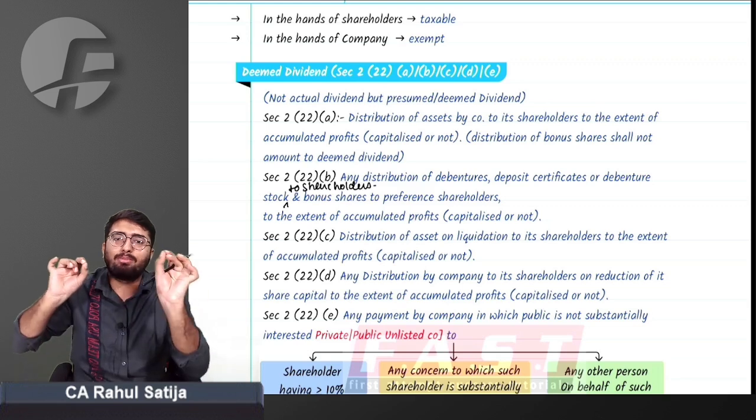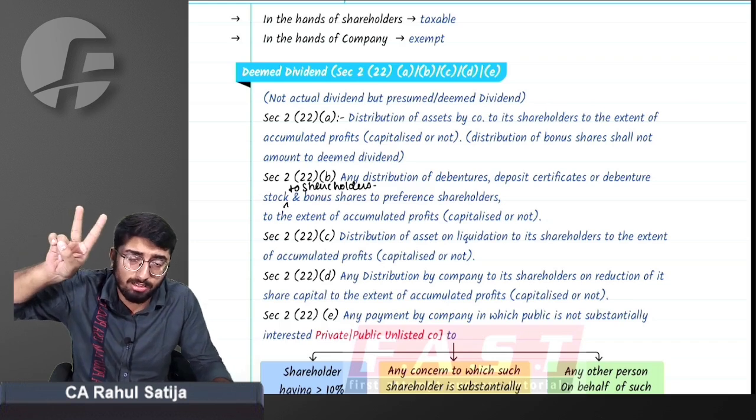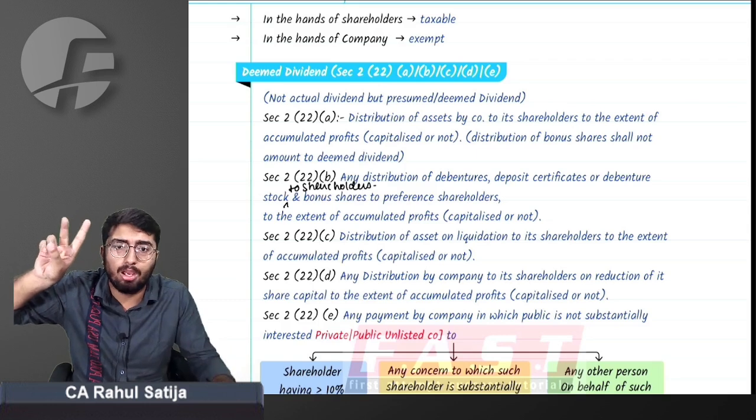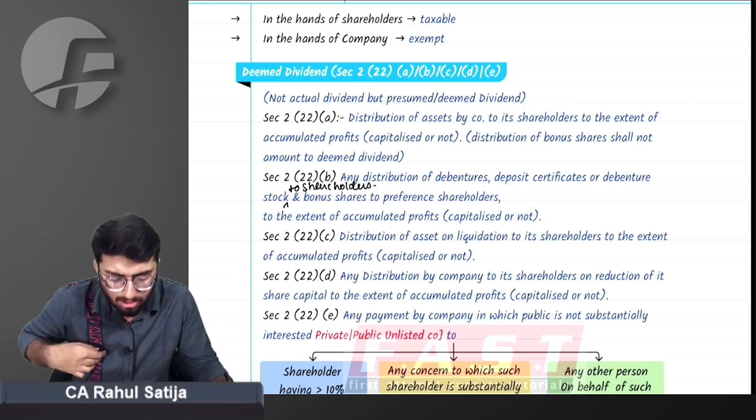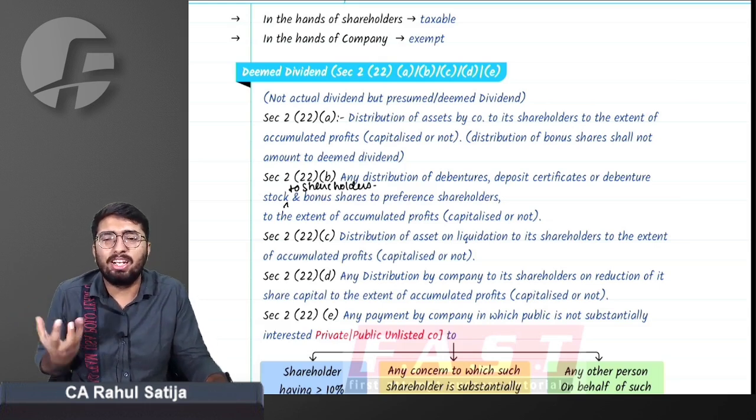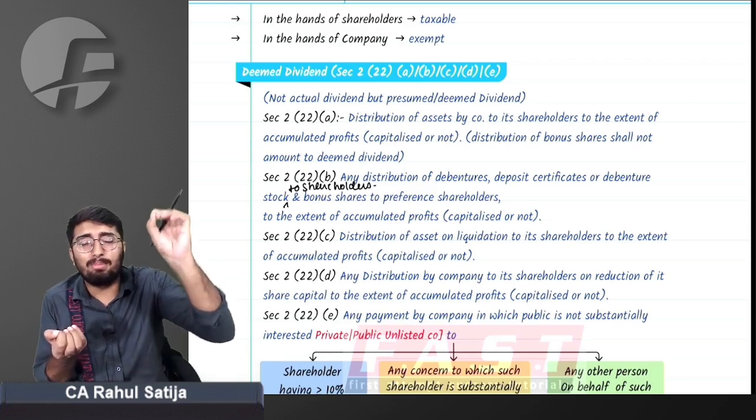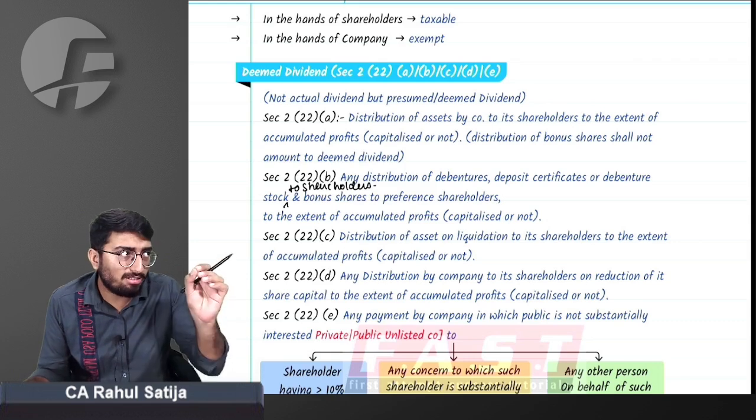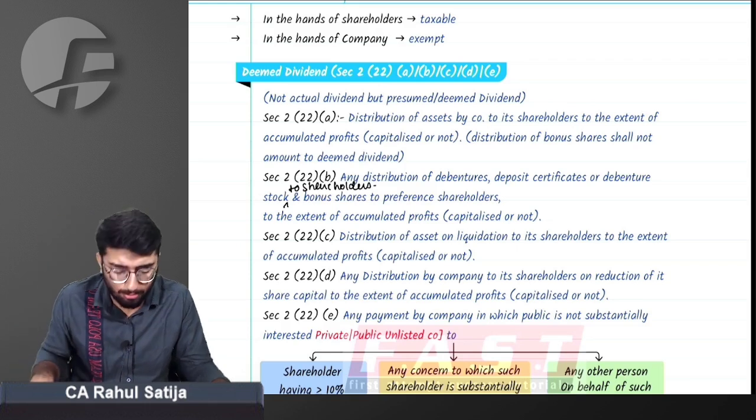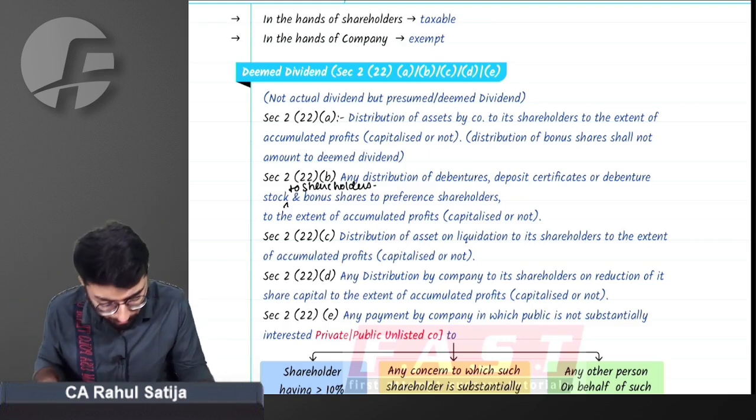What I have said is, if you are distributing any debentures, deposit certificates, or any kind of debenture stock to shareholders, then you are indirectly creating a liability for the company. So to the extent you have accumulated profit, such creation of liability will be treated as deemed dividend, whether capitalized or not. Or if you are giving bonus to preference shareholders, then too it will be considered as deemed dividend.